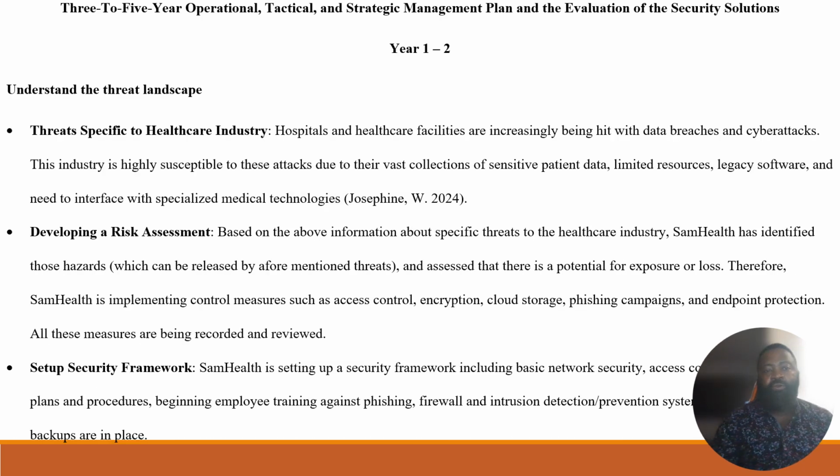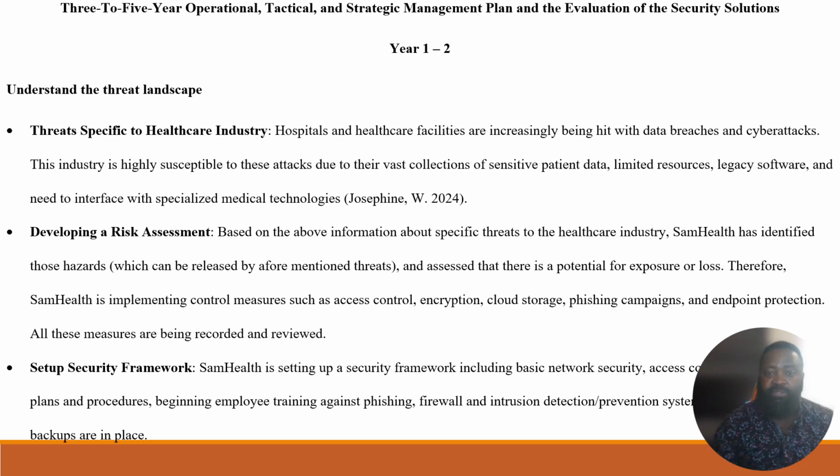Okay, so now let's look into the 3 to 5 year operational, tactical, and strategic management plan and the evaluation of the security solutions. So between year 1 and 2, we have to first of all understand the threat landscape. So this company we talked about is in the healthcare sector. So let's look at threats specific to healthcare industry.